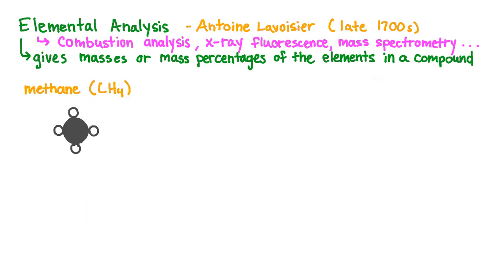For example, let's take a look at this molecule. It's composed of one carbon atom and four hydrogen atoms, and it's called methane. We can use elemental analysis on methane by burning a sample of it in the presence of oxygen, which would produce carbon dioxide and water vapor.